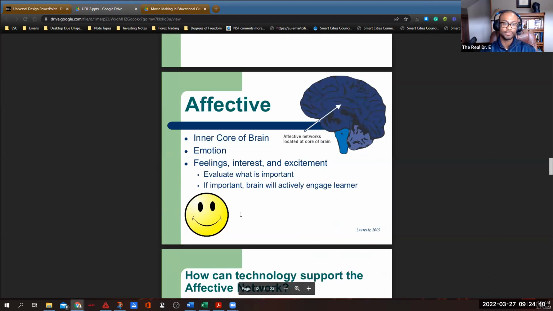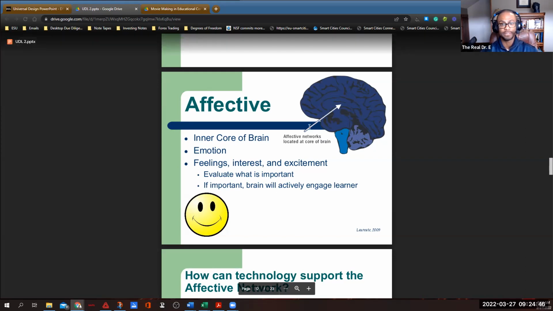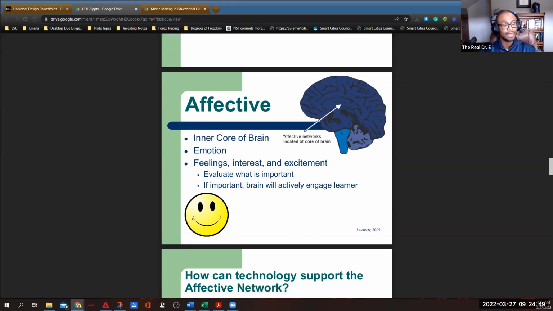Then we have affective. And so the inner core of the brain focuses on the emotion, the feeling, the interest and excitement, evaluating what's important. Well, this is the portion that we use when we are tapping into people's interests and motivations and allowing them to make choices, and then supporting those choices with support, right?